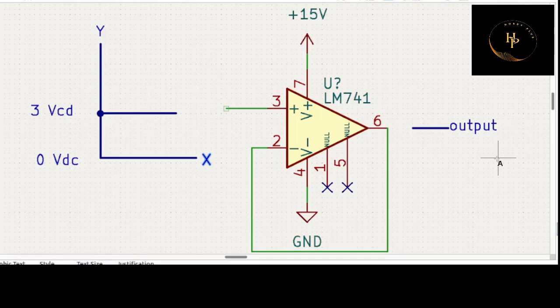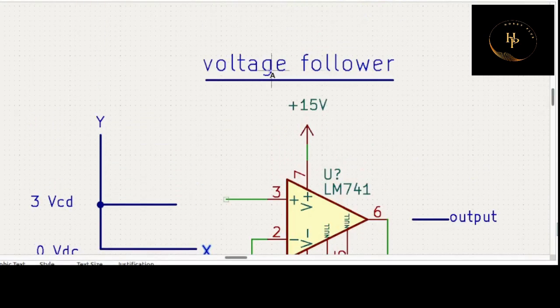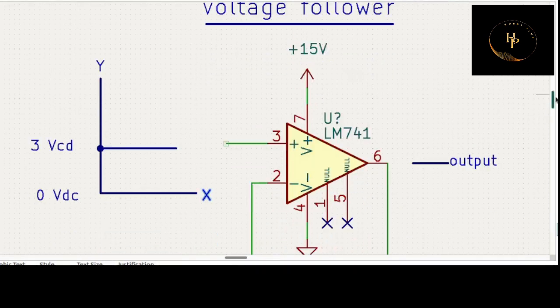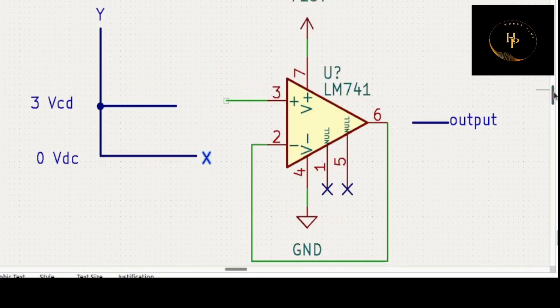Today our discussion topic is the voltage follower. Look at this. This is your voltage follower circuit. Now I will discuss why it is a voltage follower. Here is a graph: that is the y-axis and that is the x-axis. Your voltage is 3 volt DC here, 0 volt here.